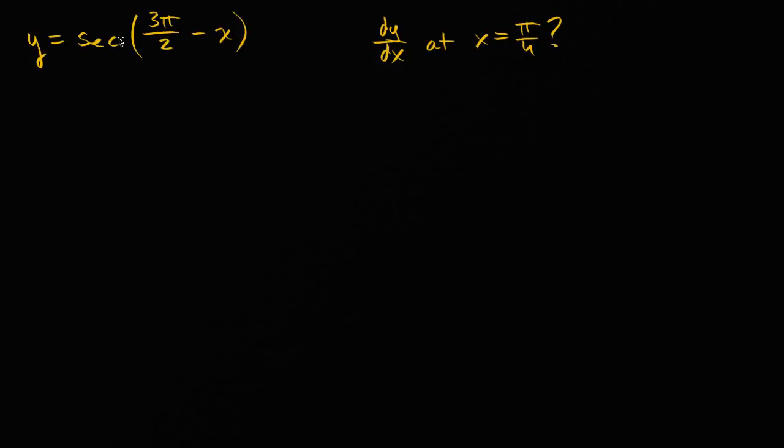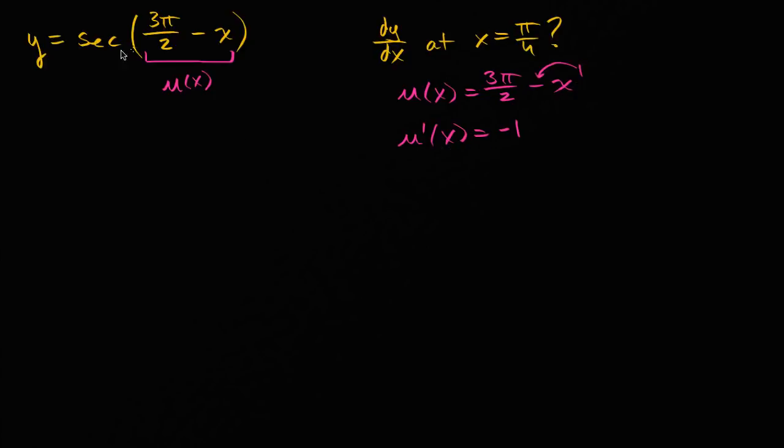Well, as you can see here, we have a composite function. We're taking the secant not just of x, but of another expression, or another function. So for example, if we call this u of x, so if we say u of x is equal to 3 pi over 2 minus x, we could also figure out u prime of x is going to be equal to the derivative of 3 pi over 2, that's just going to be 0. The derivative of minus x, well, that's just going to be minus 1. And you could just view that as a power rule. It's 1 times negative 1 times x to the 0 power, which is just 1.